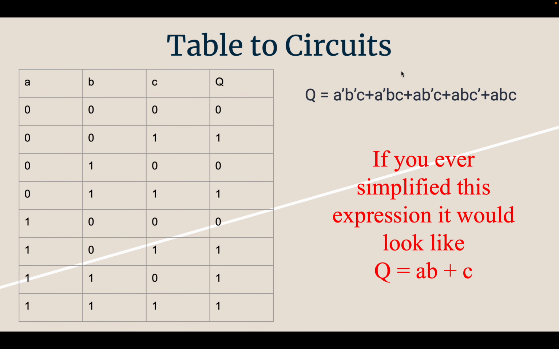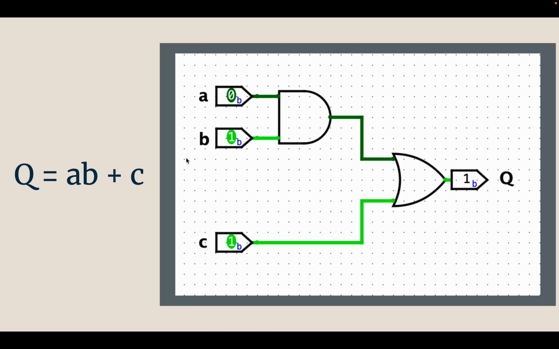For the table to circuits, let's say we start off with our equation from the truth table. Once we found our truth table, we can have our algebraic expression. Since this was an algebraic expression from the previous demo, we know that when it's simplified, it equals Q equals AB plus C. Either way, you can have it simplified, but when making circuits I prefer to make the expression more simplified so that the circuit is more understandable. The circuit will look like this.